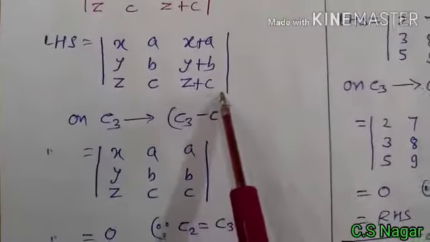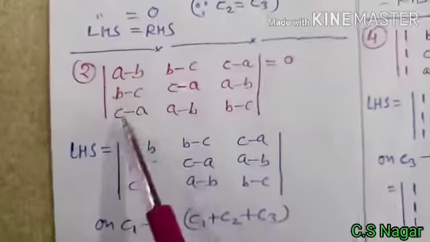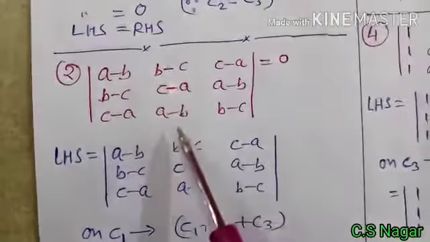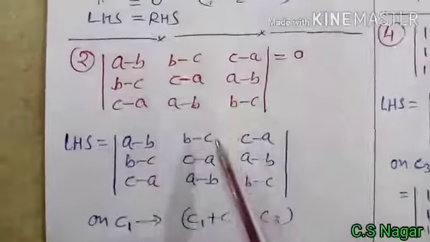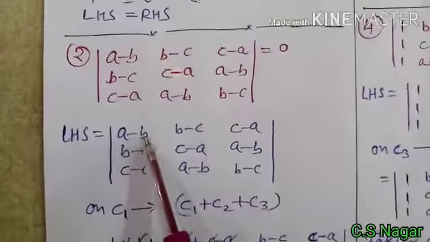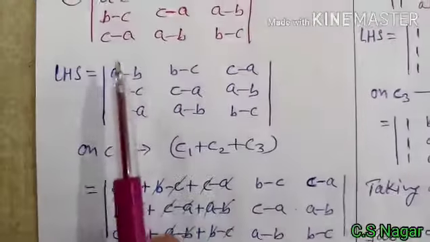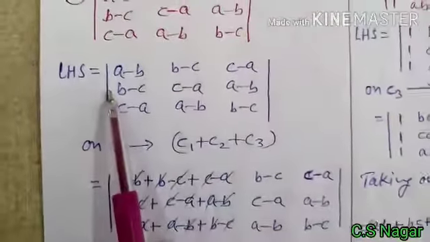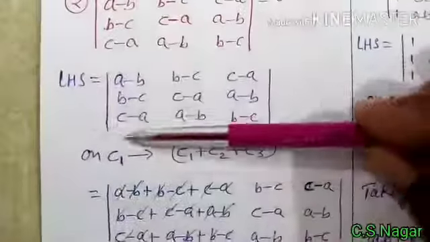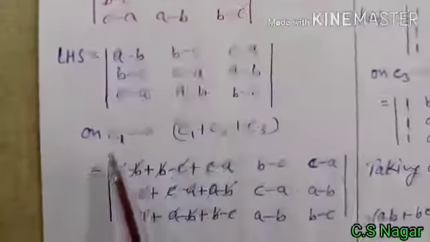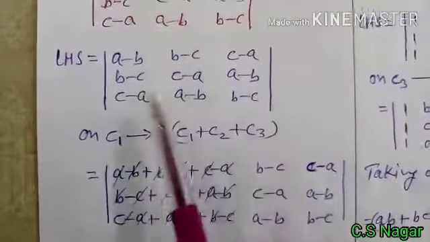Now second: the determinant with rows a minus b, b minus c, c minus a; b minus c, c minus a, a minus b; and c minus a, a minus b, b minus c, which is equal to 0. So once again, by taking LHS, observe this determinant. Here a minus b, b minus c, and c minus a. If we add C1 plus C2 plus C3 on the first column, or one more option, R1 plus R2 plus R3 on the first row. So here we do C1 plus C2 plus C3 on the first column.